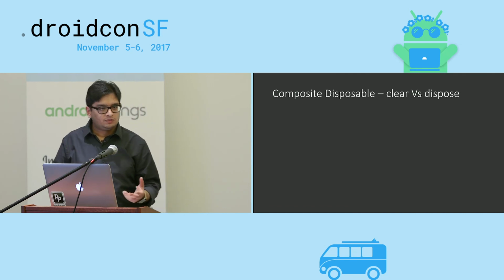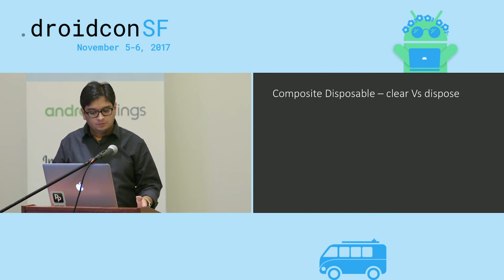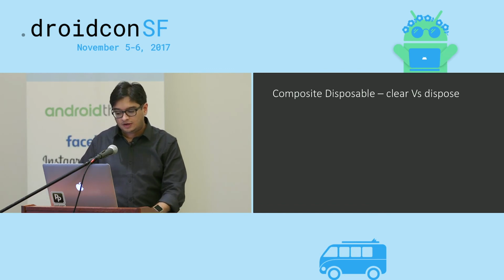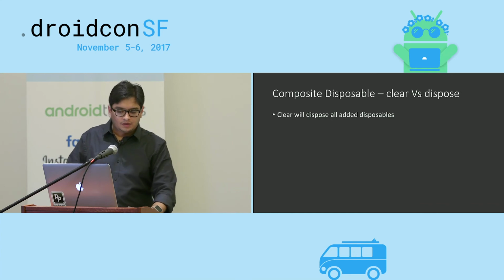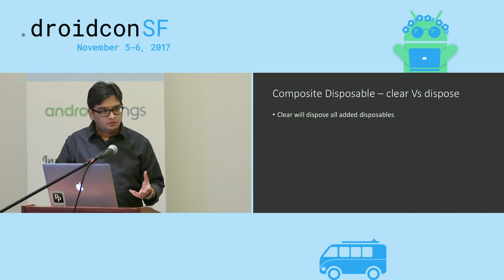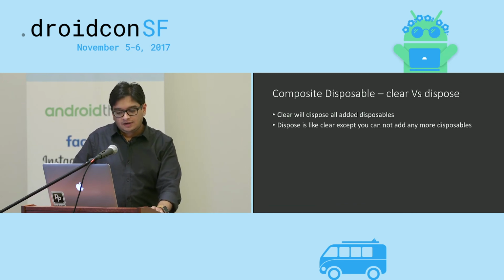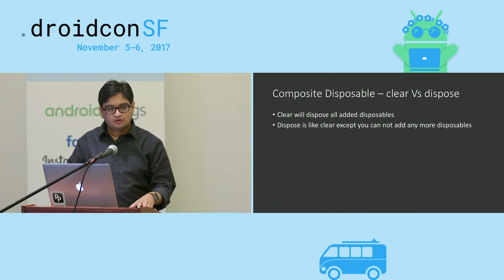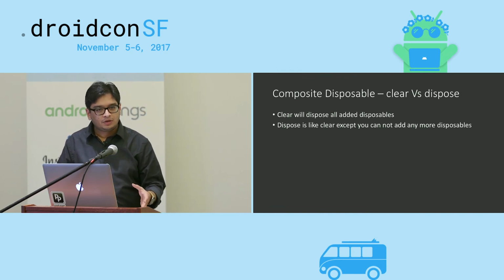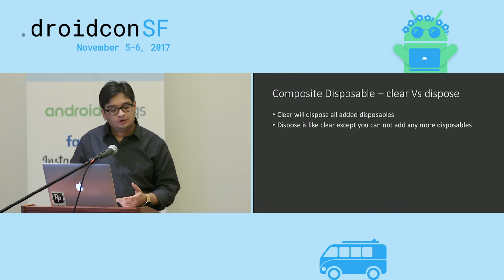I've spoken so much about dispose, right? So how do you really dispose something? There are two different ways of disposing the observable. One is through clear and one is through dispose. What clear really does is tell the composite disposable to dispose all the observables that are assigned to it, but you can still add more observables to it in the future. With dispose, the only difference is that once you dispose the composite disposable, you won't be able to add anything else to it. And that's the key difference. So you should be using clear and dispose inside the onDetach and onDestroy methods respectively.